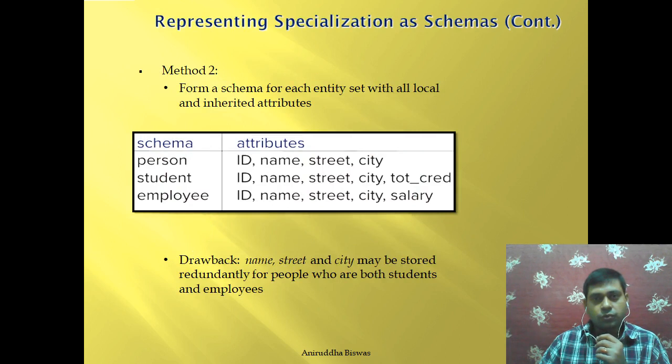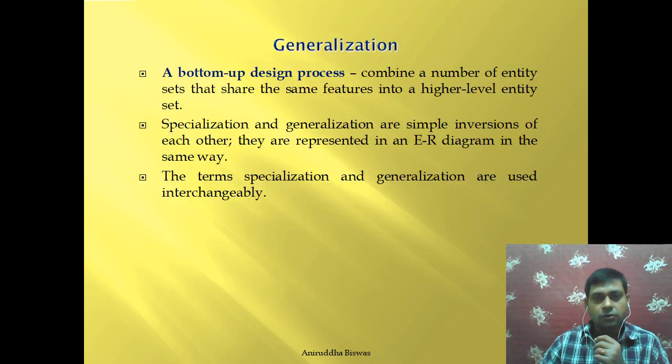Now we are moving to the next method. Form a schema for each entity set with all local and inherited attributes. So this is what the local and inherited attributes look like, but here also we have a drawback. The name, street and city may be stored redundantly, means in every schema, student schema, employee schema, everywhere we see the name, street, city, etc. are repeated, which is not necessary. That is why it is called redundant. So this method is also not good enough.